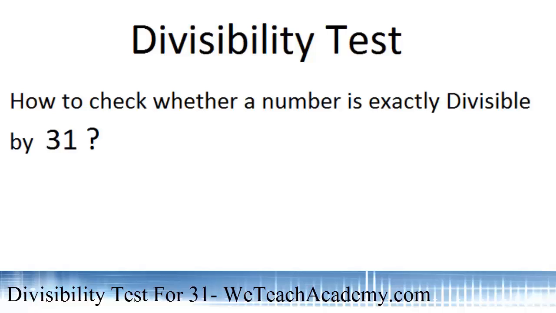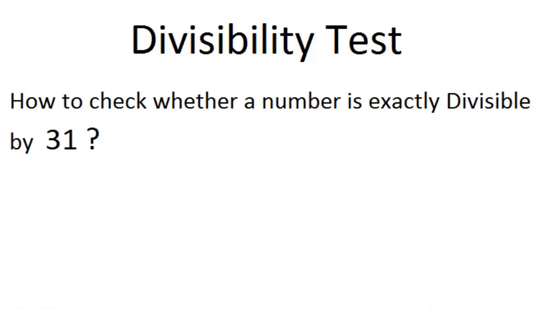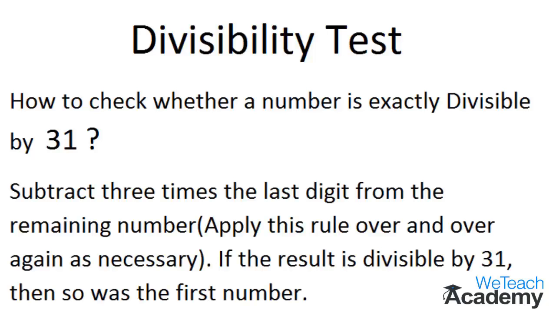Today in this presentation, we are going to discuss the divisibility test on the number 31. That is, how to check whether a number is exactly divisible by 31. So, to check whether a number is exactly divisible by 31, subtract 3 times the last digit from the remaining number. Apply this rule over and over again as necessary. If the result is divisible by 31, then so was the original number.